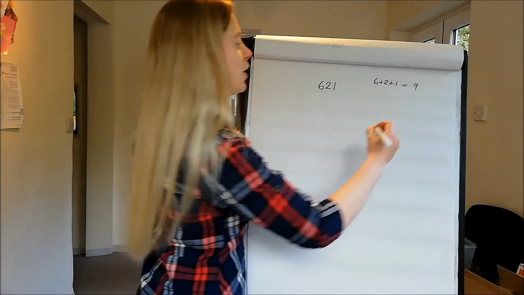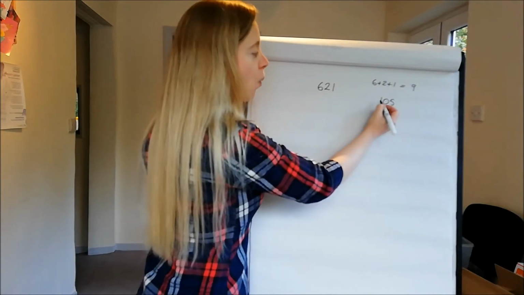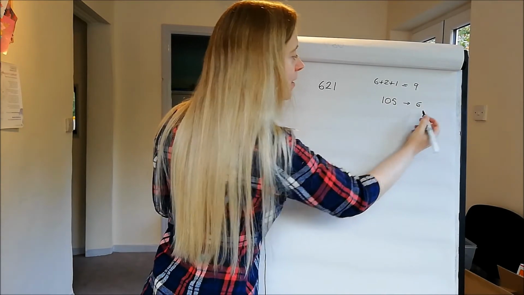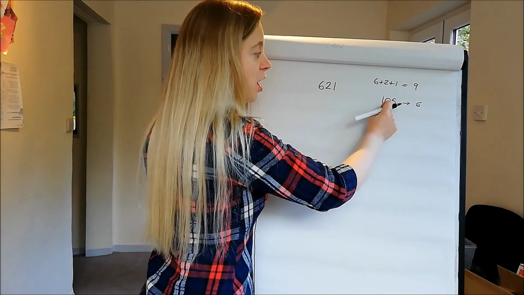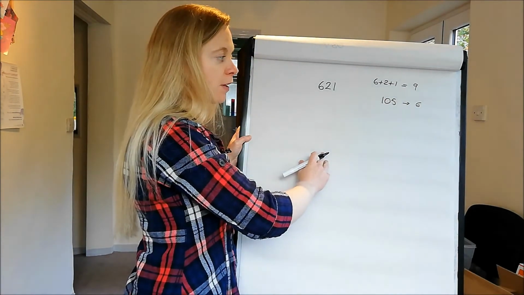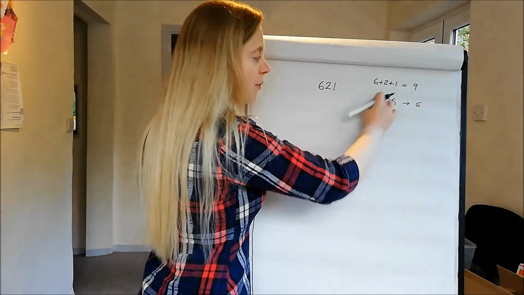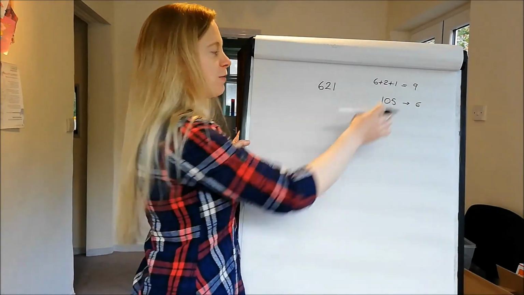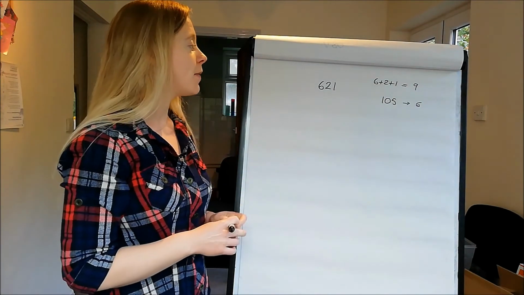So if, for example, I take the number 105, 1 plus 0 plus 5 gives 6, and 6 divides by 3. So I know at a glance that 105 definitely divides by 3. However, 6 does not divide by 9. So I know at a glance that 105 does not divide by 9. So it's a really useful little trick for testing what things divide by.